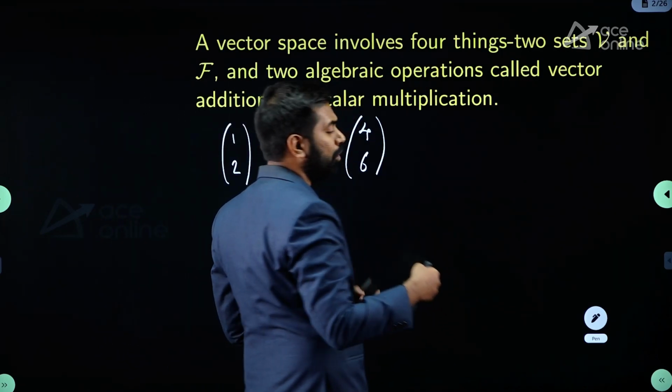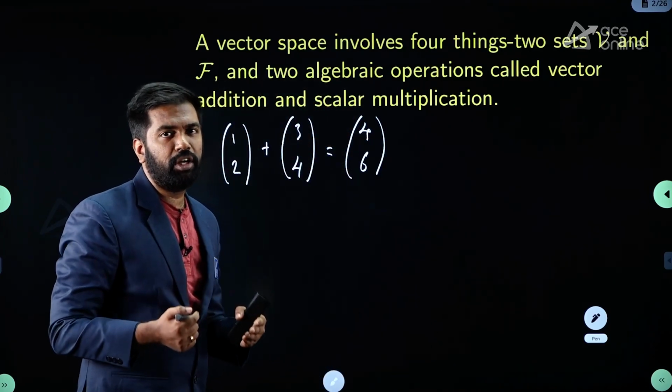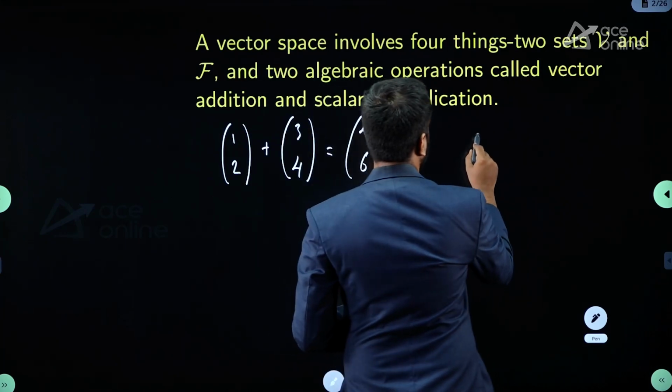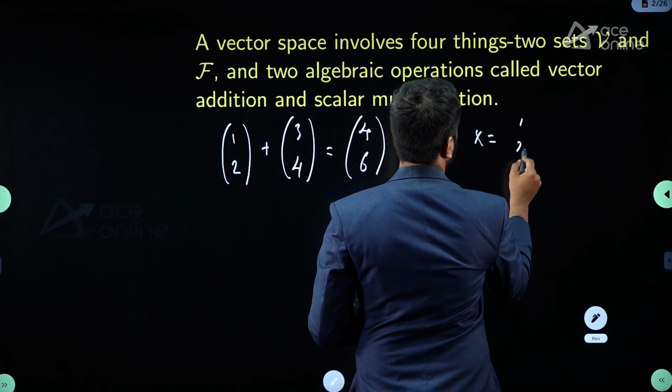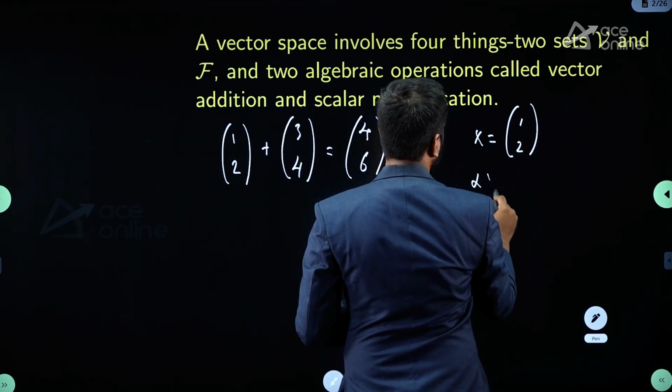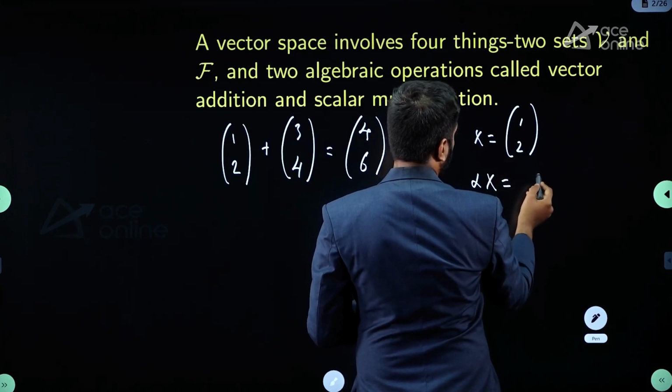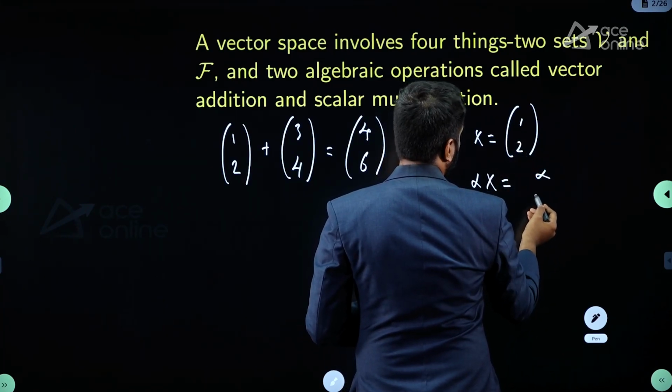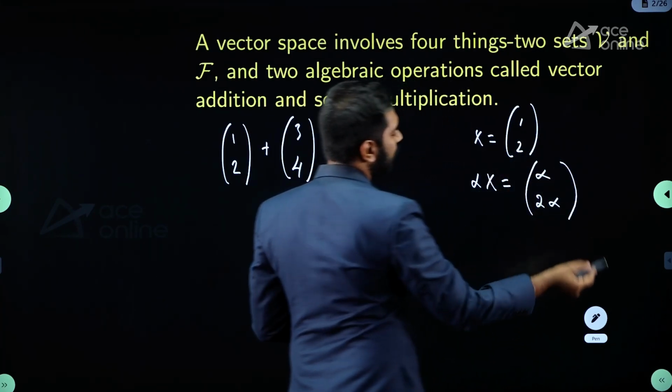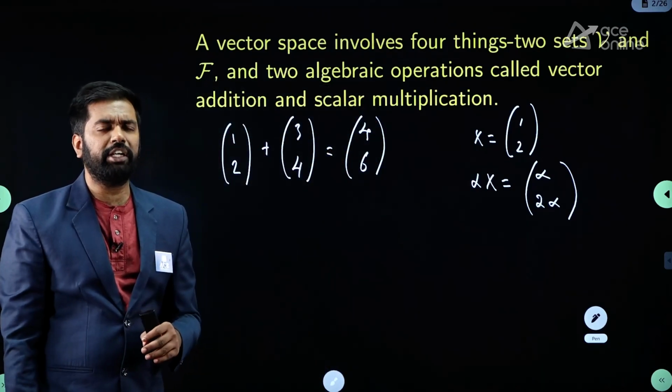Now it also deals with scalar multiplication of a vector. For example, if I say x is 1, 2, then what is alpha into x? It is alpha into 1, which is alpha, and alpha into 2, which is 2 alpha. So it deals with scalar multiplication of a vector.